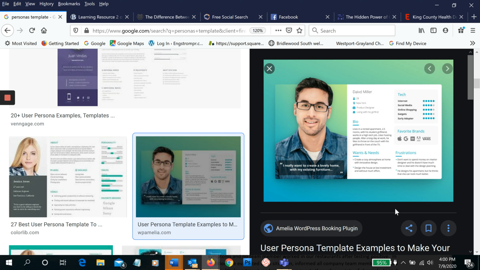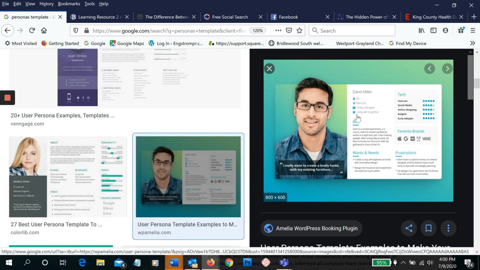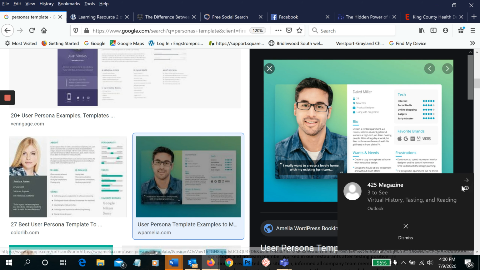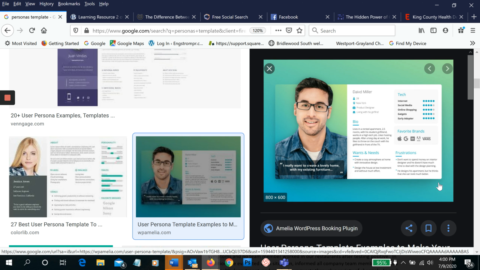He's 28, New York, product designer, living with his girlfriend. Here's a brief bio on who he is. He lives in a rental apartment with 2.5 rooms, with his student girlfriend. What are some of his wants and needs? How savvy is he with tech? What are some of his favorite brands? What are some of his frustrations? Those would be pain points.